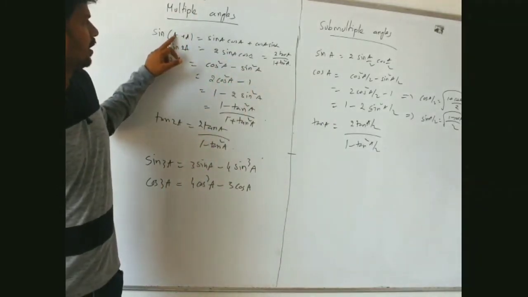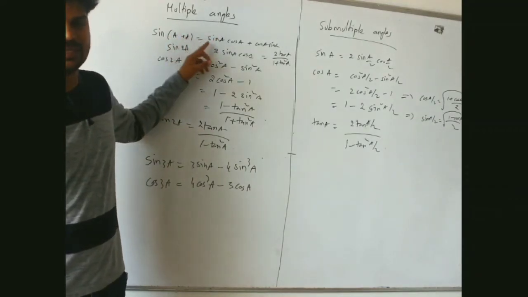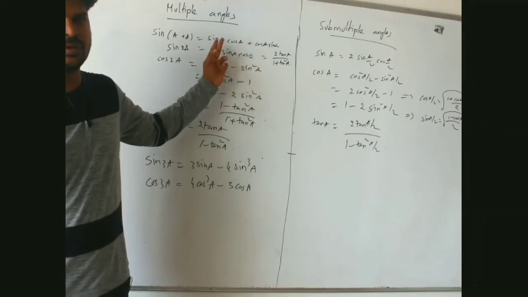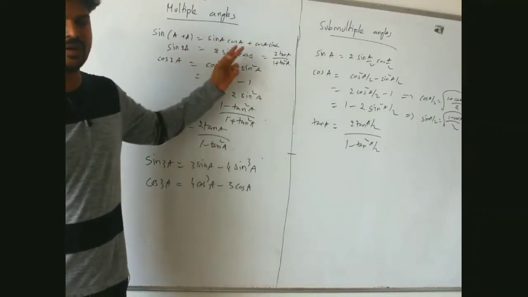Now here we have the sine of A plus B formula. In that, in place of B substitute A, it becomes sine A cos A plus cos A sine A. Both are the same here, so it is 2 sine A cos A. Sine 2A is equal to 2 sine A cos A.